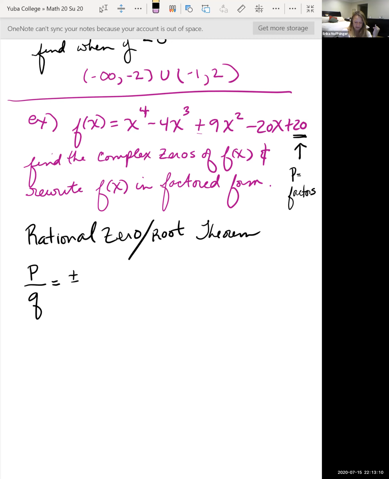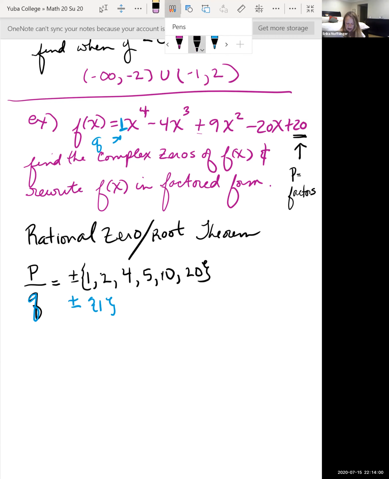One always goes into something evenly, then two, and I just go up until I get to that number. So 2 also goes into 20, 3 does not, 4 does, 5 does, 6 doesn't, 7 doesn't, 8 doesn't, 9 doesn't, 10 does, and the next one that would go into 20 evenly is 20. Q are factors of your leading coefficient. It's always nice when your leading coefficient is 1, because the only numbers that go evenly into 1 are plus or minus 1. So when you're looking at P divided by Q and Q is 1, you get the same values that you would have gotten for just P, because 1 divided by 1 is just 1.